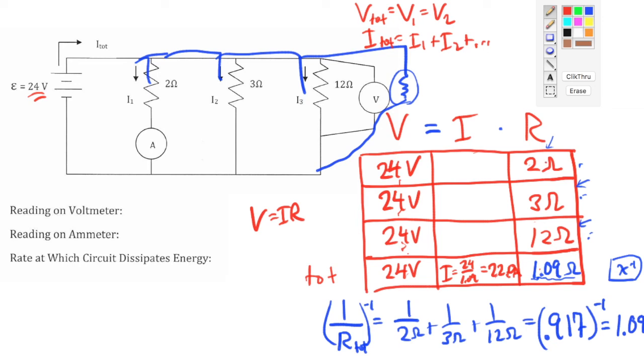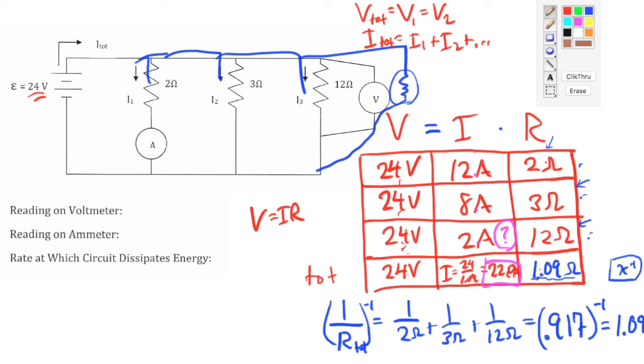24 volts divided by 2 ohms is 12 amps. 24 volts divided by 3 ohms is 8 amps. 24 volts divided by 12 ohms, that's 2 amps. And when I go to add them up to see if they check, 12 plus 8 plus 2 gets me 22 amps. It checks out, we're good.